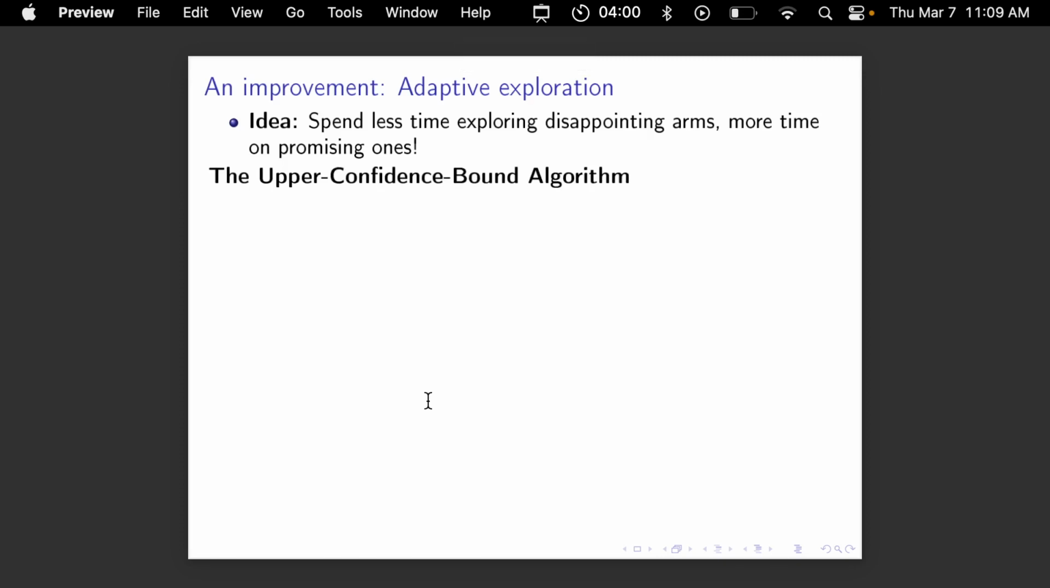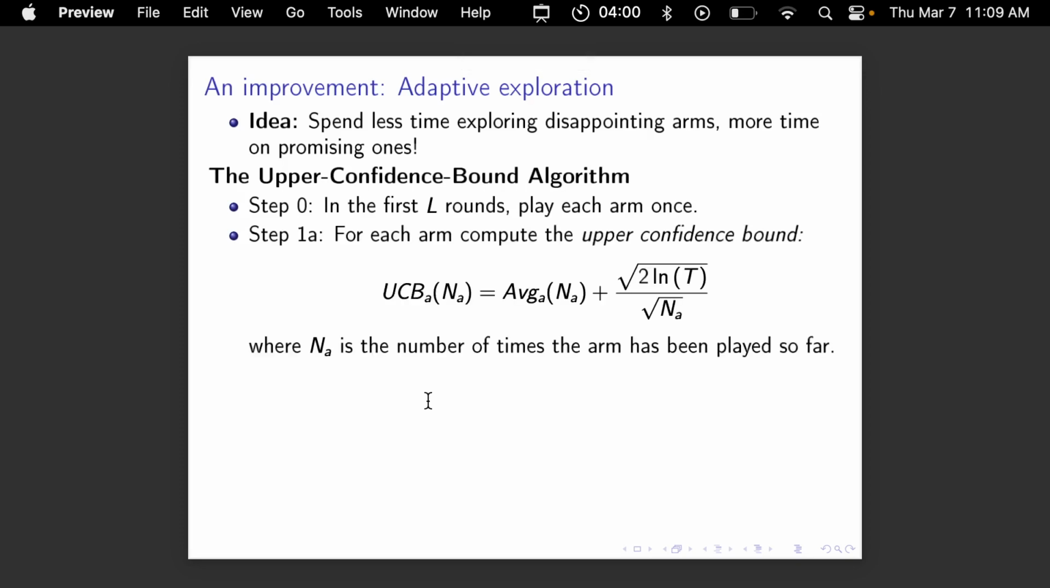So this is called the upper confidence bound algorithm, and this is what the AI was doing in the game we played yesterday with the lakes. Here's how it works. In the first L rounds, we play each arm once. So we're going to start with one try for each arm. Then we compute something called the upper confidence bound for each arm. What is the upper confidence bound for each arm? It's the average plus 1 over the square root of N_A, times some constant.